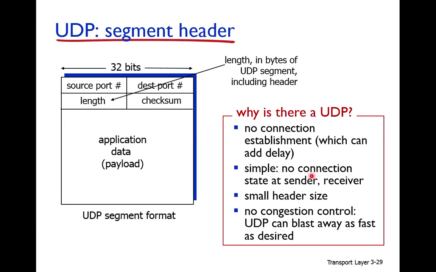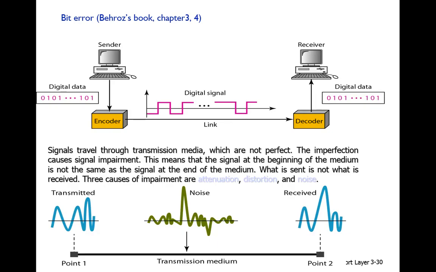It is simple. There is no connection state at sender and receiver. And the header size is small, just 4 fields. In TCP, as we will discuss, there are more fields. So the header size is less and the overhead is less. This is overhead because this is not the data. There is no congestion control, so UDP can blast away as fast as desired.